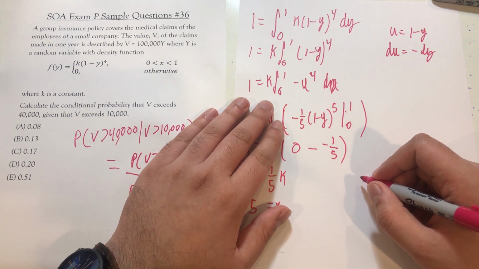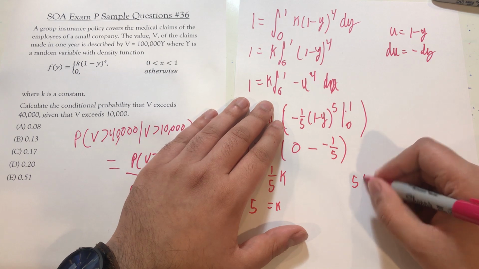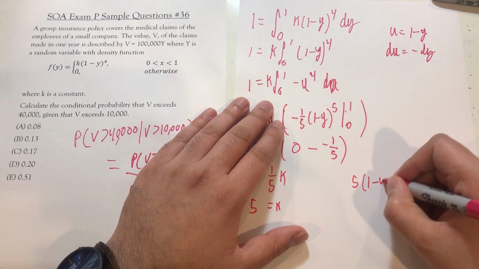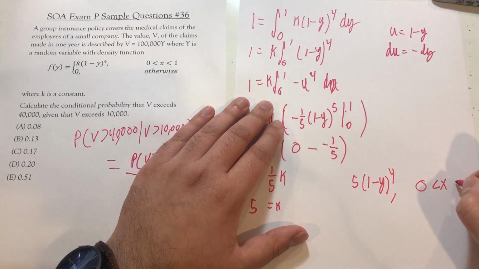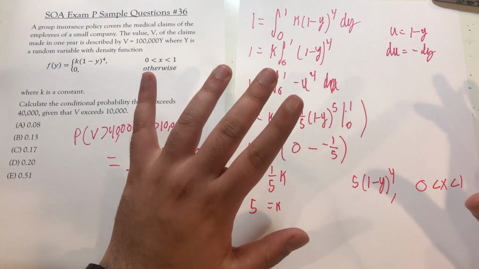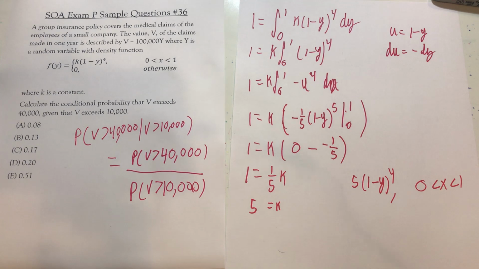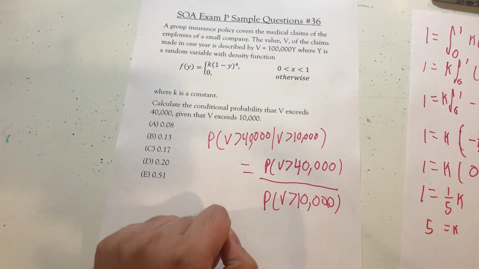Let's see, what is it? 5 times 1 minus y to the fourth, from 0 to 1. That's what we're going to use for the remainder of this problem. So we're going to need two separate things. We're going to need the probability that V is greater than 40,000 and the probability V is greater than 10,000.